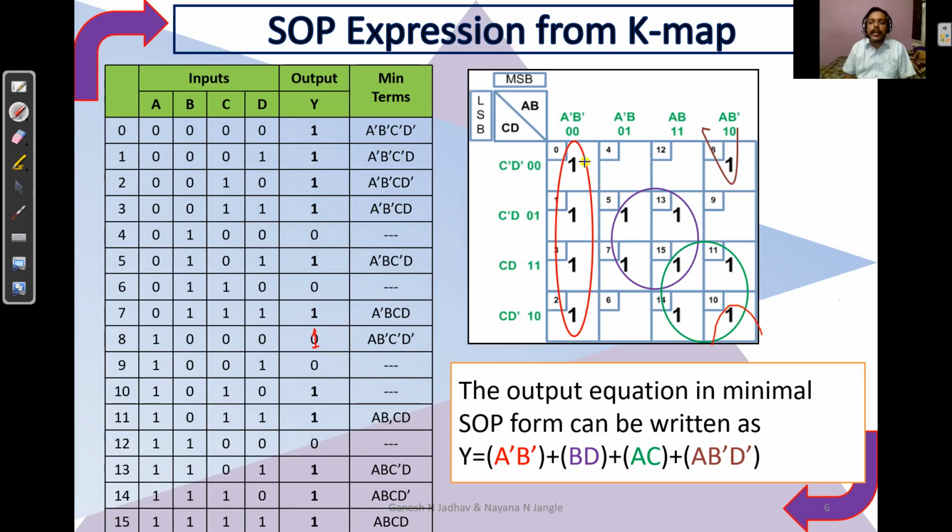For each group we will write down the min terms. How will we write the min term for this group? On this side all are changing, but on this side what is non-changing? A dash B dash. So A'B'. For this group of 4, the second min term: on this side non-changing is B, and on this side non-changing is D, so it is BD. Plus for this combination non-changing is A, here the non-changing is C, so AC. And for this group of 2, the non-changing is A dash B dash, and on this side the non-changing element is D dash. So AB'D'.